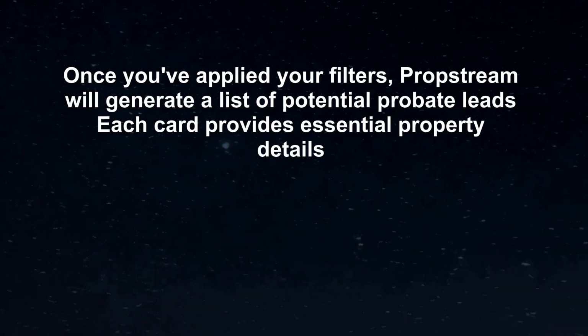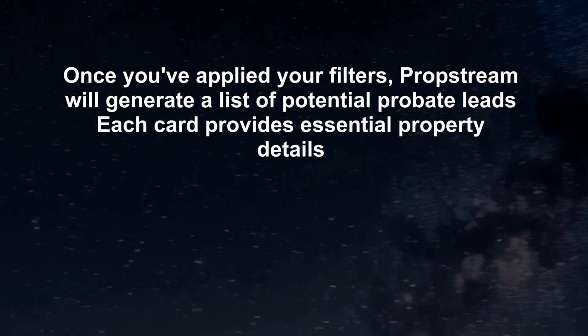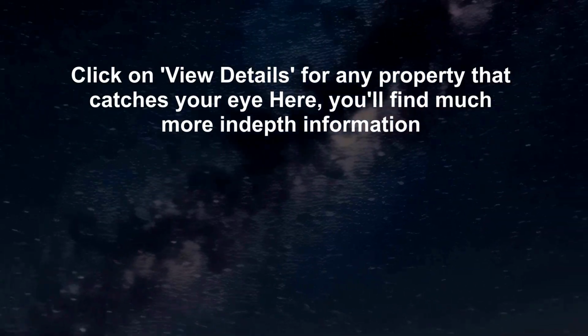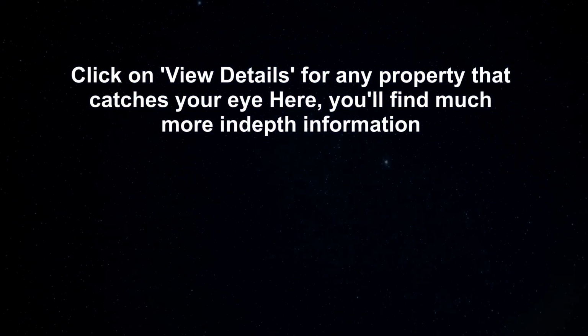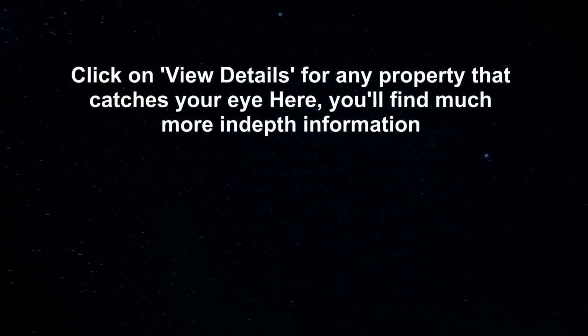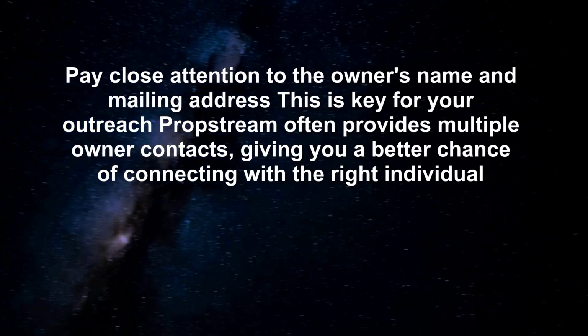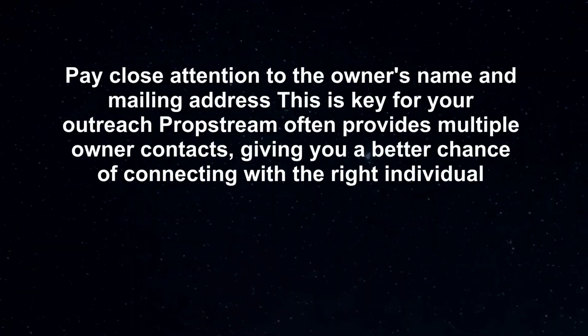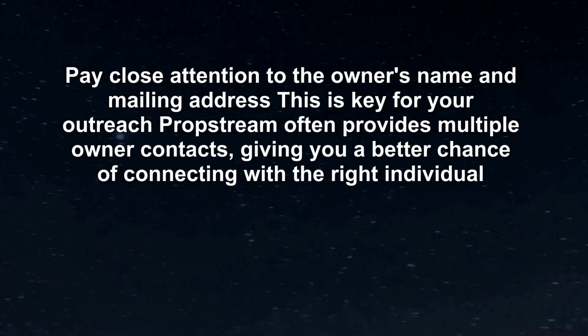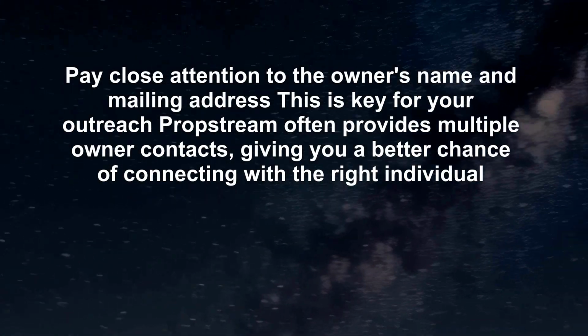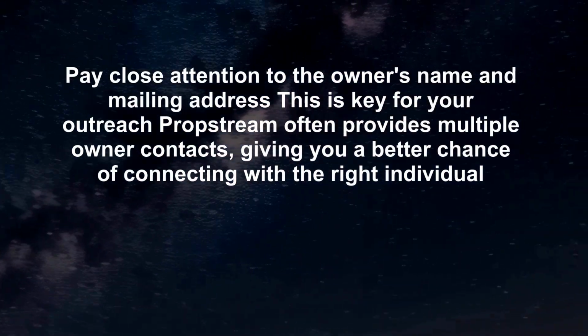Each card provides essential property details. Click on View Details for any property that catches your eye here. You'll find much more in-depth information. Pay close attention to the owner's name and mailing address. This is key for your outreach. Propstream often provides multiple owner contacts, giving you a better chance of connecting with the right individual.